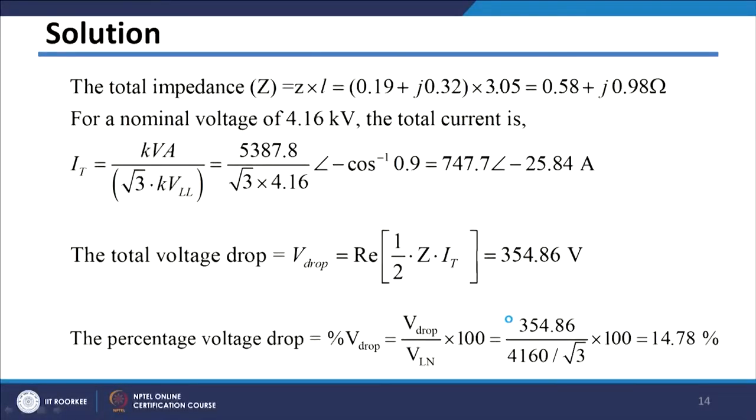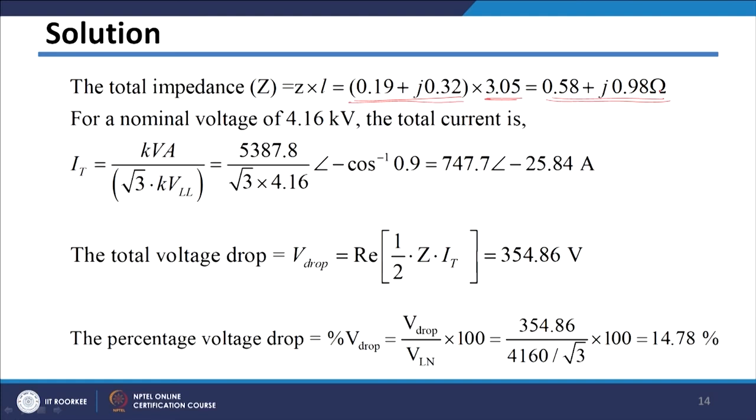So, total impedance of full feeder will be small z multiplied by length of the feeder. So, we have got this impedance value here multiplied by length of the feeder. We have seen that it is 3.05, basically it is length of the feeder. If you calculate that, total impedance, which is capital Z, will be 0.58 plus j 0.98 ohm.